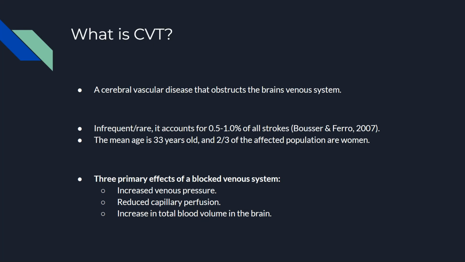In research, the focus of strokes is mainly on arterial occlusion as opposed to venous, but both have similar detrimental effects. So when the venous system is blocked, there are three primary effects. There's an increased venous pressure, a reduced capillary perfusion, and as well there's an increase in total blood volume in the brain, more so local to the area of the occlusion.